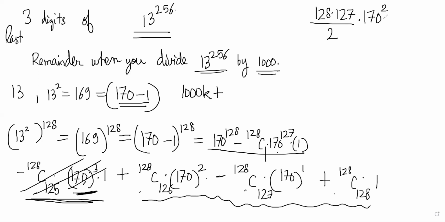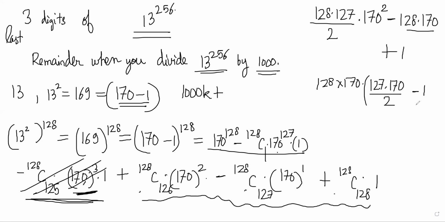Okay, and minus we have 128 into 170, and we have plus 1. So let's see what we can do here. If we take 128 into 170 common in the first two, we get 128 into 170 common, and we get 127 into 170 by 2 minus 1, right? And plus 1. Yes. So you're getting something very big here.